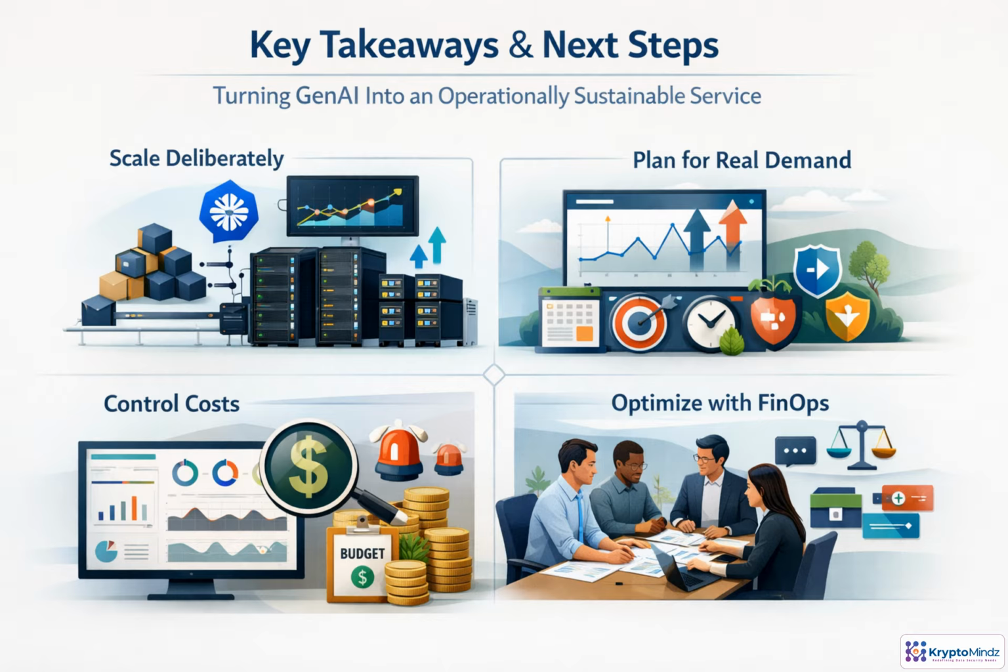Production GenAI succeeds when performance, capacity, and cost are managed together. Scale from real workload signals, not guesses. Plan for peaks, quotas, latency targets, and recovery. Make cost visible at the request level. Then use budgets and alerts to act early. Finally, keep reviewing models, vendors, and trade-offs so optimization becomes an operating habit.